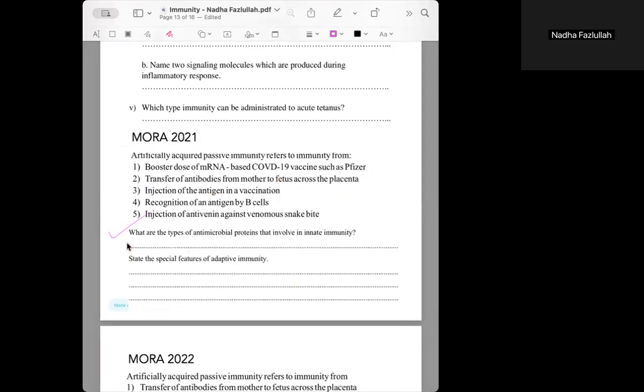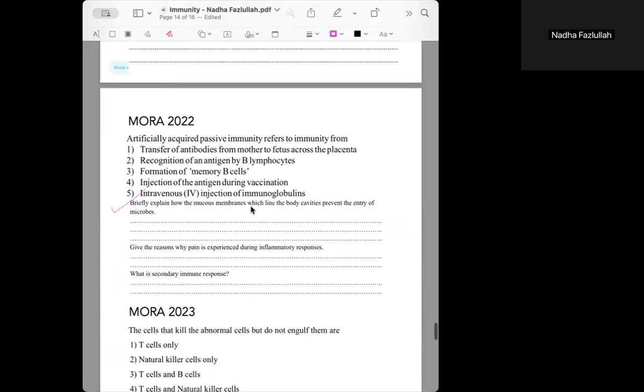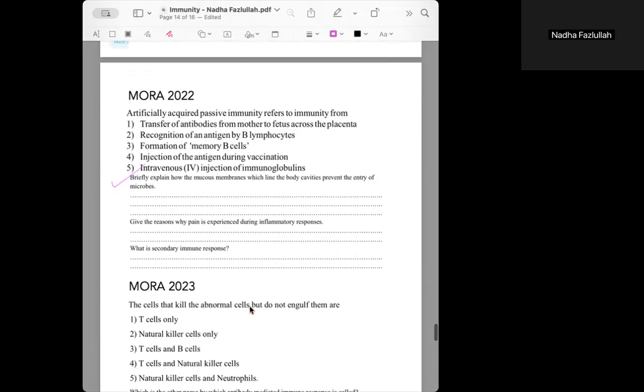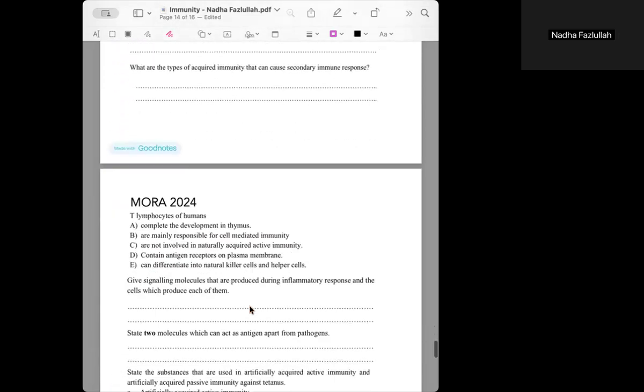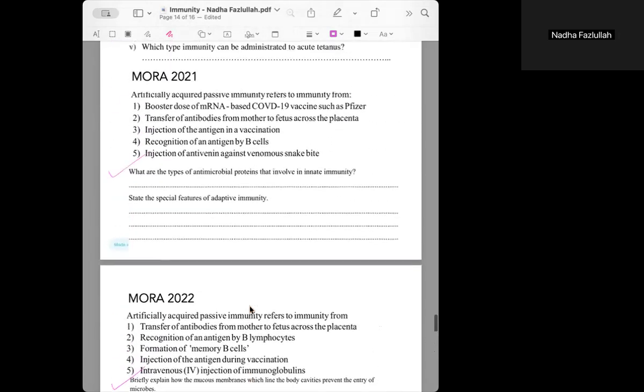So 2021, this question, the first structured essay question. Then come down to 2022, the first structured essay again. It is to explain how the mucous membranes are going to be functioning in the first line of defense. Then 2023, no. 2024, no. That's it. So these are the questions you have to attempt.